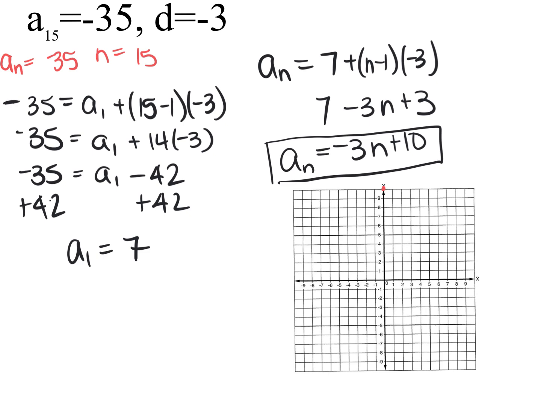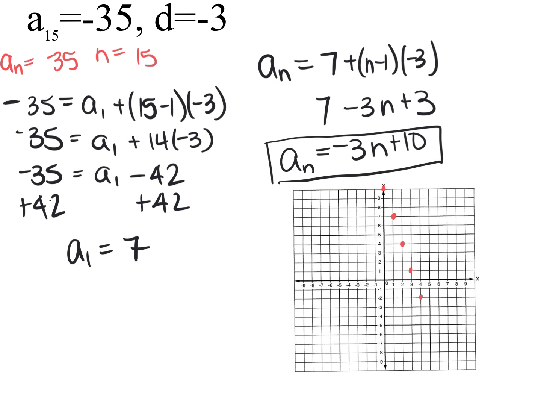Down 3, right? The pattern is subtracting 3. So if it's 10, the first term is, what's 10 minus 3? 7. So term 1 is 7. What's term 2? Minus 3 is 4. What's term 3? What's term 4? Negative 1 minus 3 is negative 2.